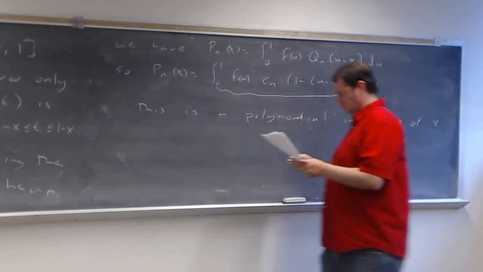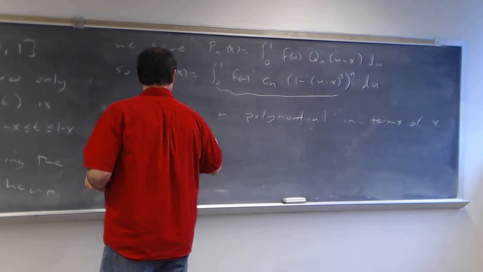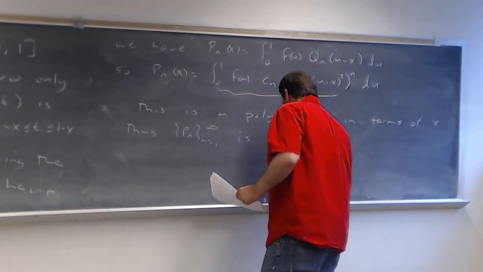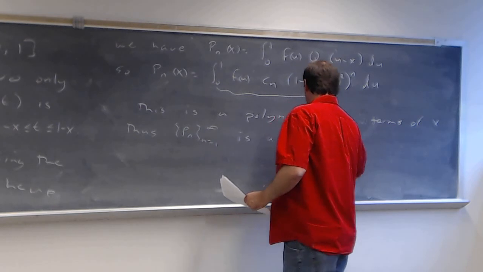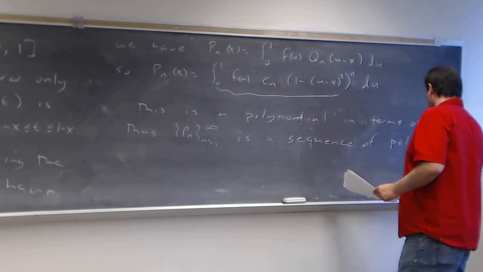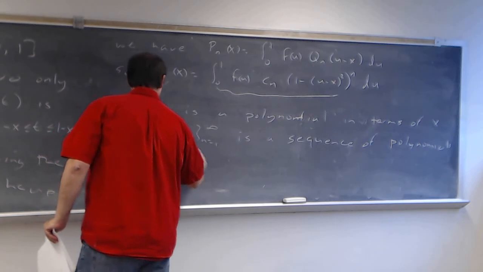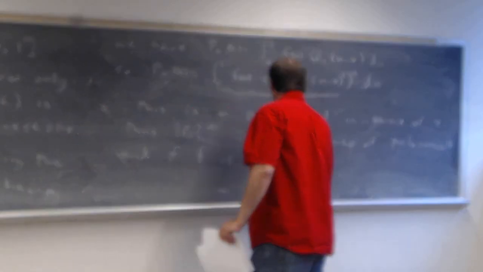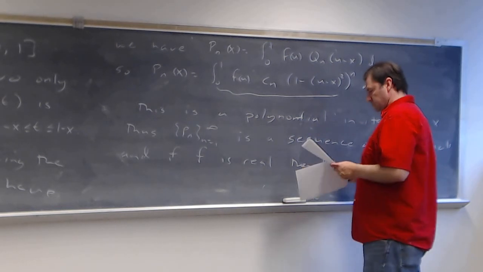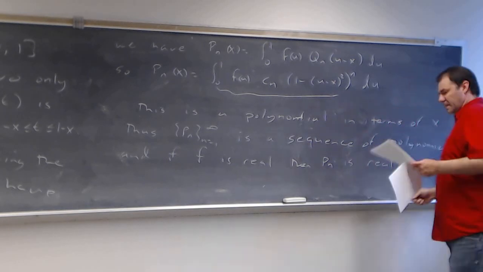Okay. Thus, the sequence p sub n is a sequence of polynomials, and if f is real, then p sub n is real for all n. Excellent.